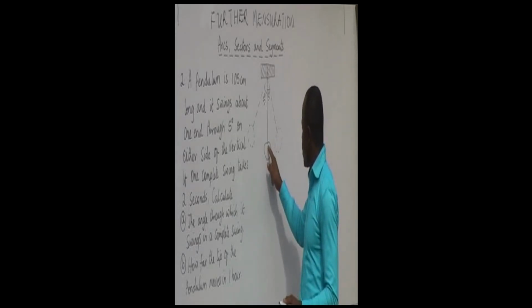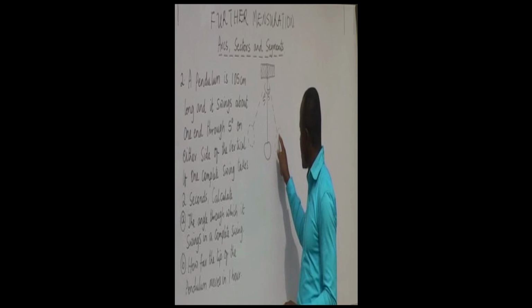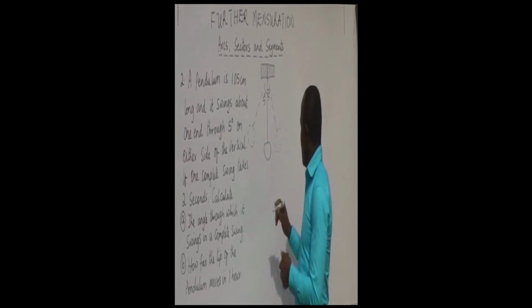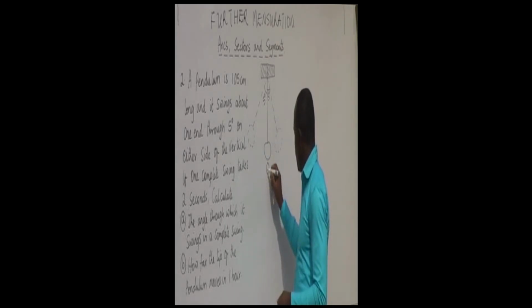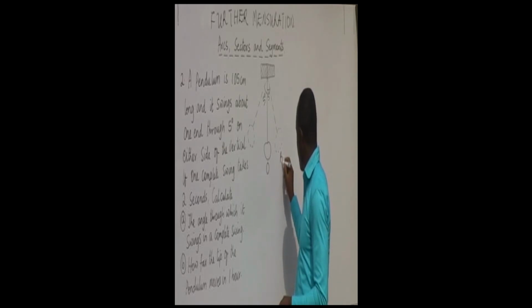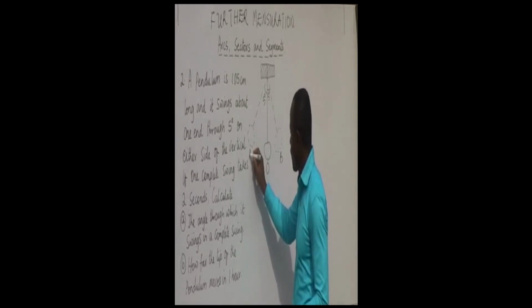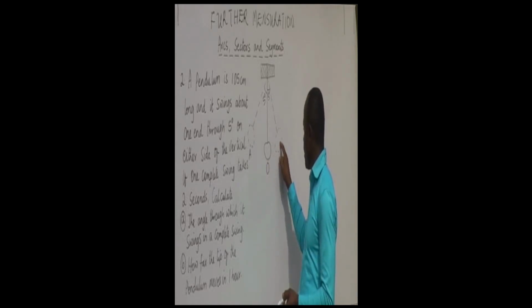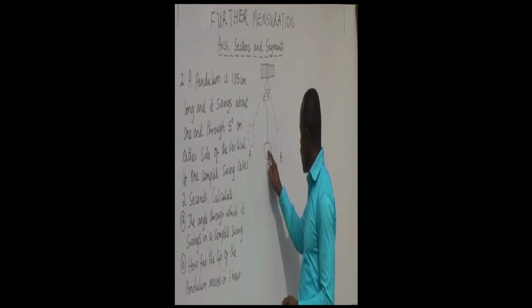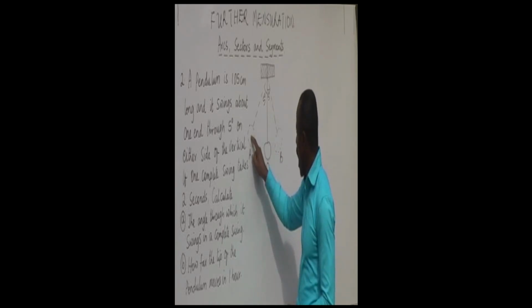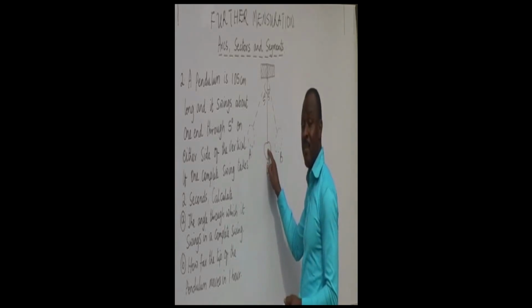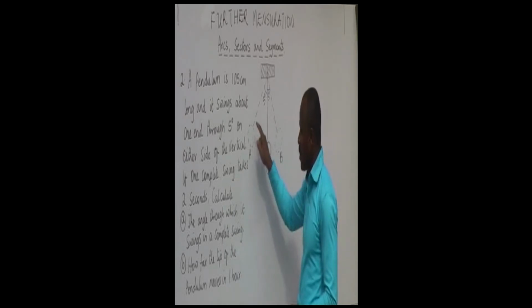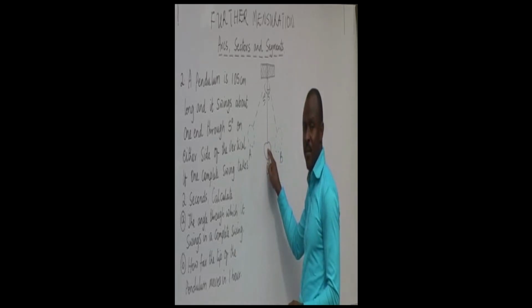A complete swing is when this pendulum moves to this side. Let's call this place O. Let's call this place B. And let's call this place A. If this pendulum should move from here to here, B, come back to O, go to A, and come back to O. That is where it has made a complete swing. 1, 2, 3, and come back to where it started from. That is a complete swing.